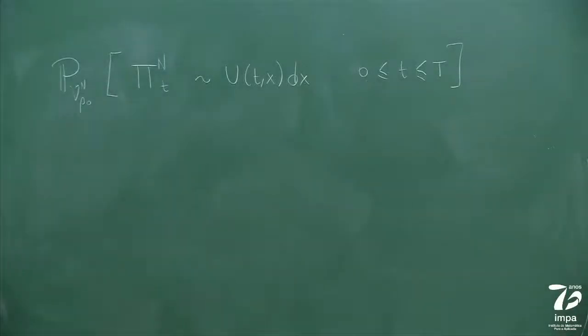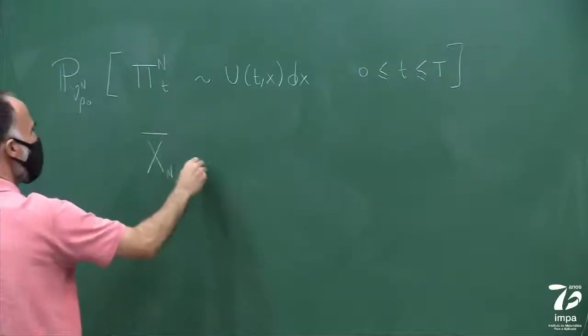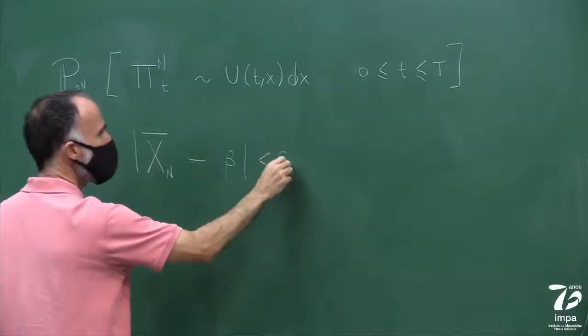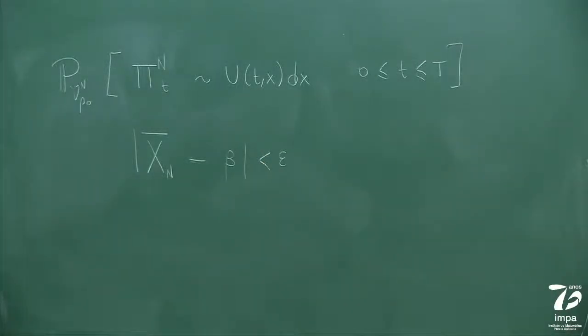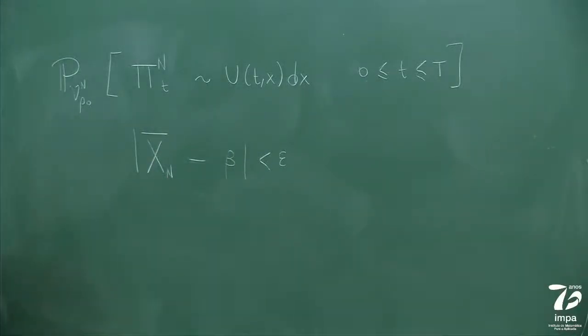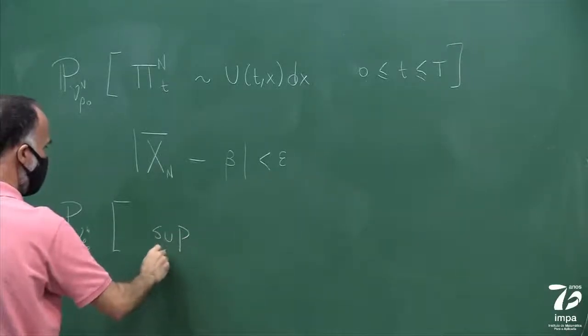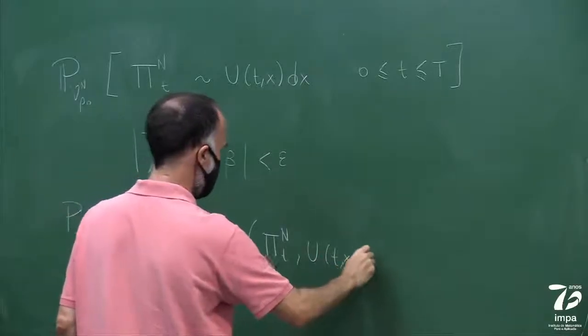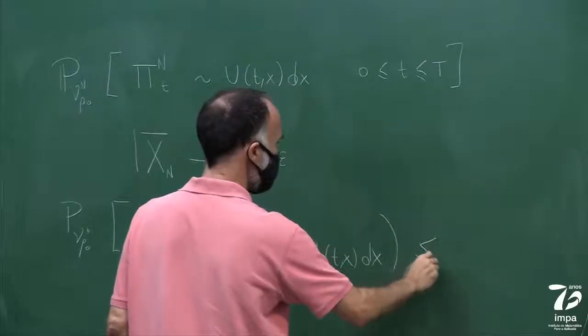Right? When we were studying the IID random variables, our question was, I want to estimate the probability that X_n bar will be close to some beta, or that this difference will be smaller than some epsilon. This was the question, right? Estimate this probability. What is the equivalent of estimating this neighborhood? Well, now you have a trajectory. You take a tube along this trajectory, and you want to estimate the probability that your trajectory will remain in this tube, which means, more formally maybe, to say, well, what is the probability that the supremum between pi_t^n and u(t,x)dx, that this supremum will be less than or equal to some delta.